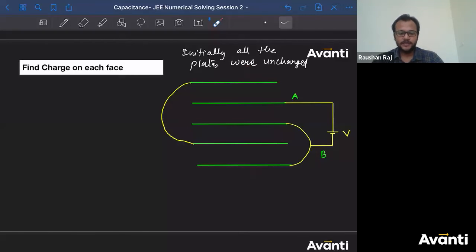That is 0. Outer faces of this plate arrangement will get equal charges, and the magnitude of that charge will be equal to half of the total charge, right? So what is the total charge initially? There was no charge on the plates, right? So 0 divided by 2, that means 0. So these two faces will get 0 charge. That is तो पक्का known to us.